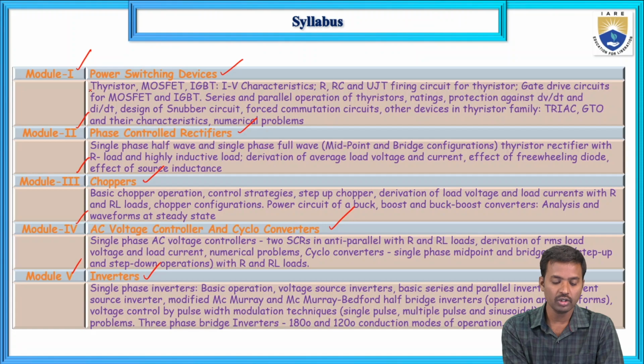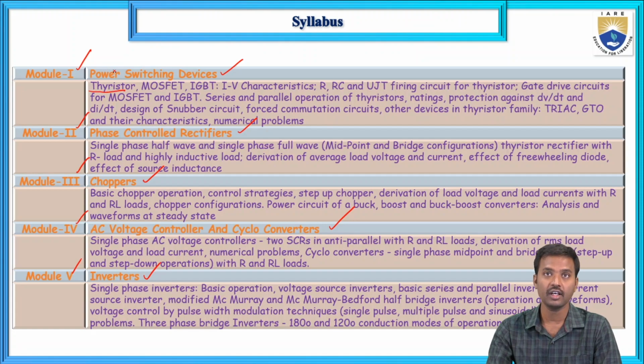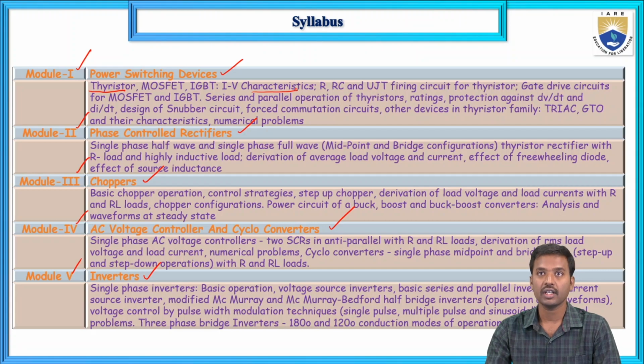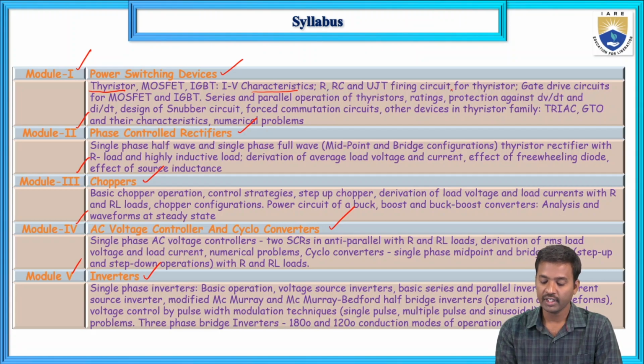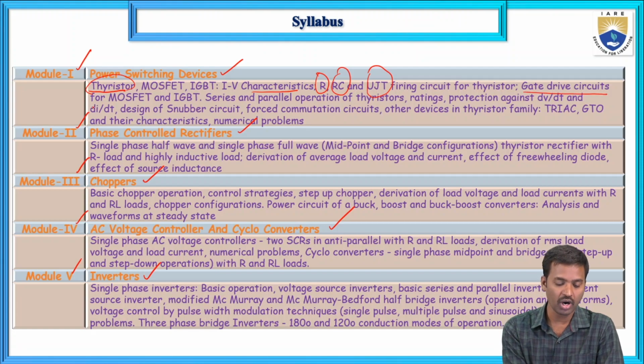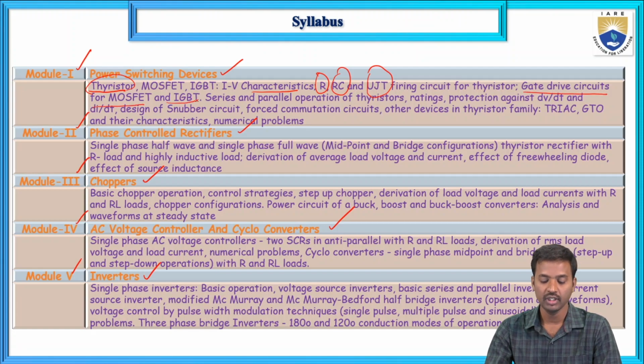In the first module: thyristor, that means SCR, MOSFET, IGBT, these power switching devices, their IV characteristics and switching characteristics. Next, firing circuits for thyristor. To turn on, a firing circuit is required. So R firing, RC firing, and UJT firing circuits for thyristor, and gate driving circuits for MOSFET and IGBT.